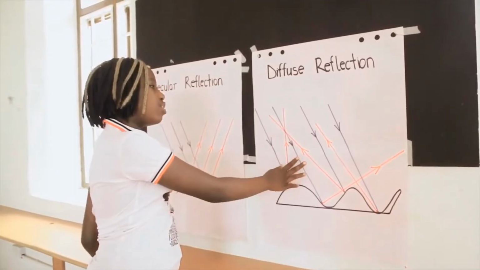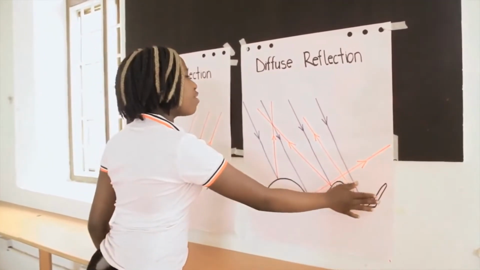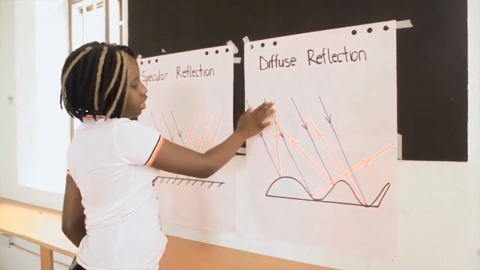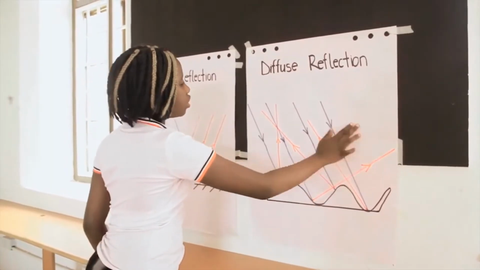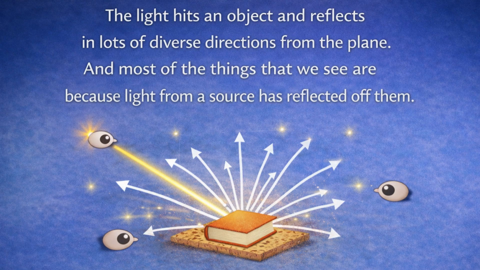Diffuse or irregular reflection occurs in shiny rough surfaces that reflect light. The light gets reflected in all the directions and so many angles and in scattered ways. The light hits an object and reflects in lots of diverse directions from the plane. And most of the things that we see are because light from a source has reflected off them.